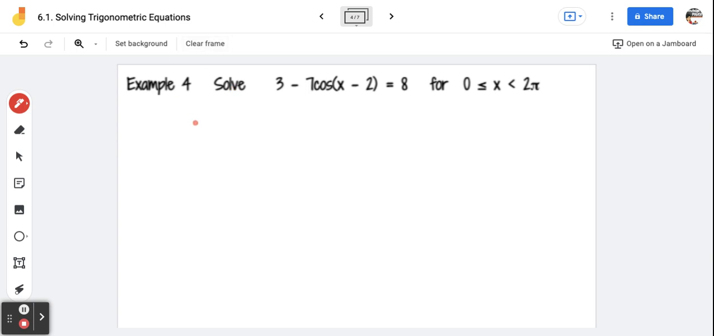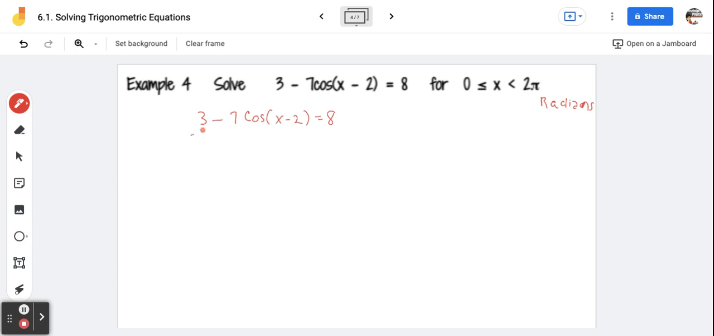Number 4. So this one, we're looking in radians this time, but we just have to worry about the first rotation of angles. So we don't have to list all of them this time. All right, so let's look at the equation: 3 minus 7 times the cosine of x minus 2 equals 8. Remember, this is our variable right here. We're just trying to solve for the cosine of x minus 2.